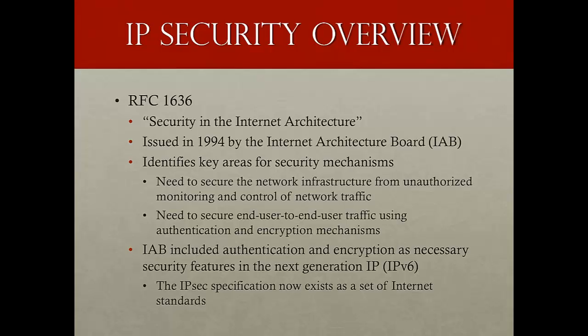In 1994, the Internet Architecture Board, IAB, issued a report titled Security in the Internet Architecture, RFC 1636. The report identified key areas for security mechanisms. Among these were the need to secure the network infrastructure from unauthorized monitoring and control of network traffic, and the need to secure end-user to end-user traffic using authentication and encryption mechanisms. To provide security, the IAB included authentication and encryption as necessary security features in the next generation IP, which has been issued as IP version 6.